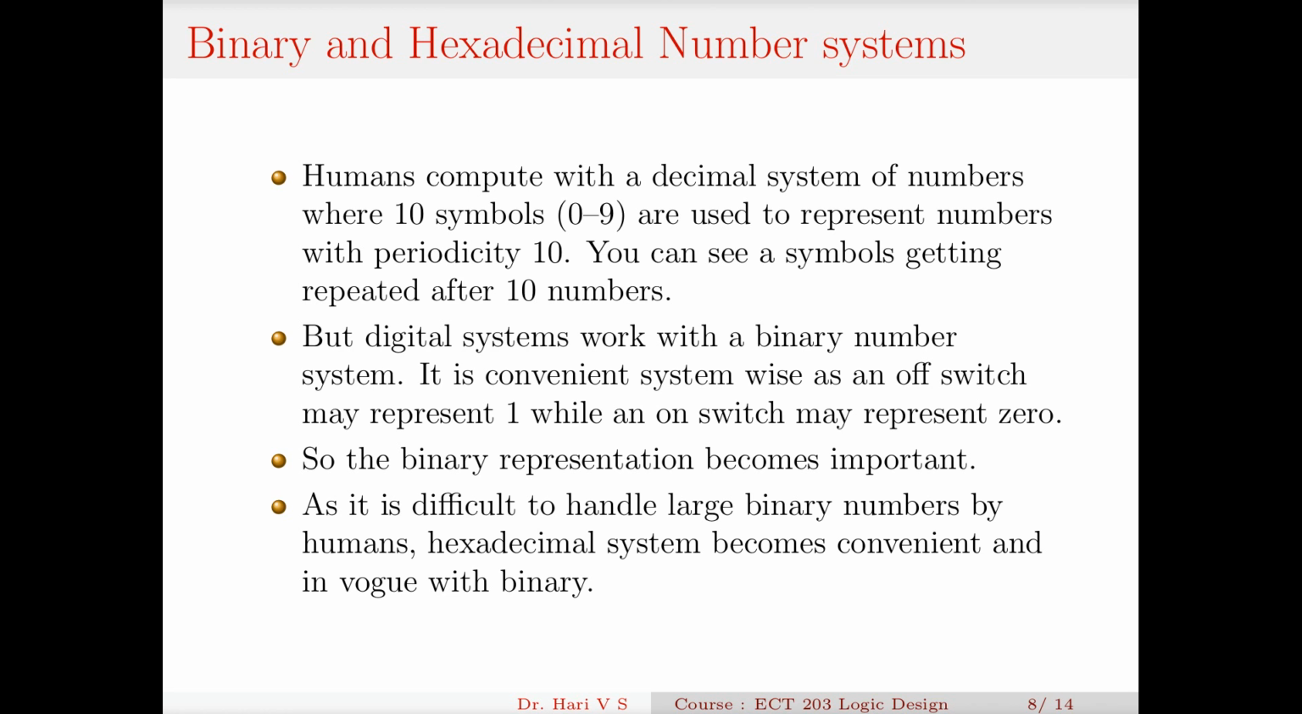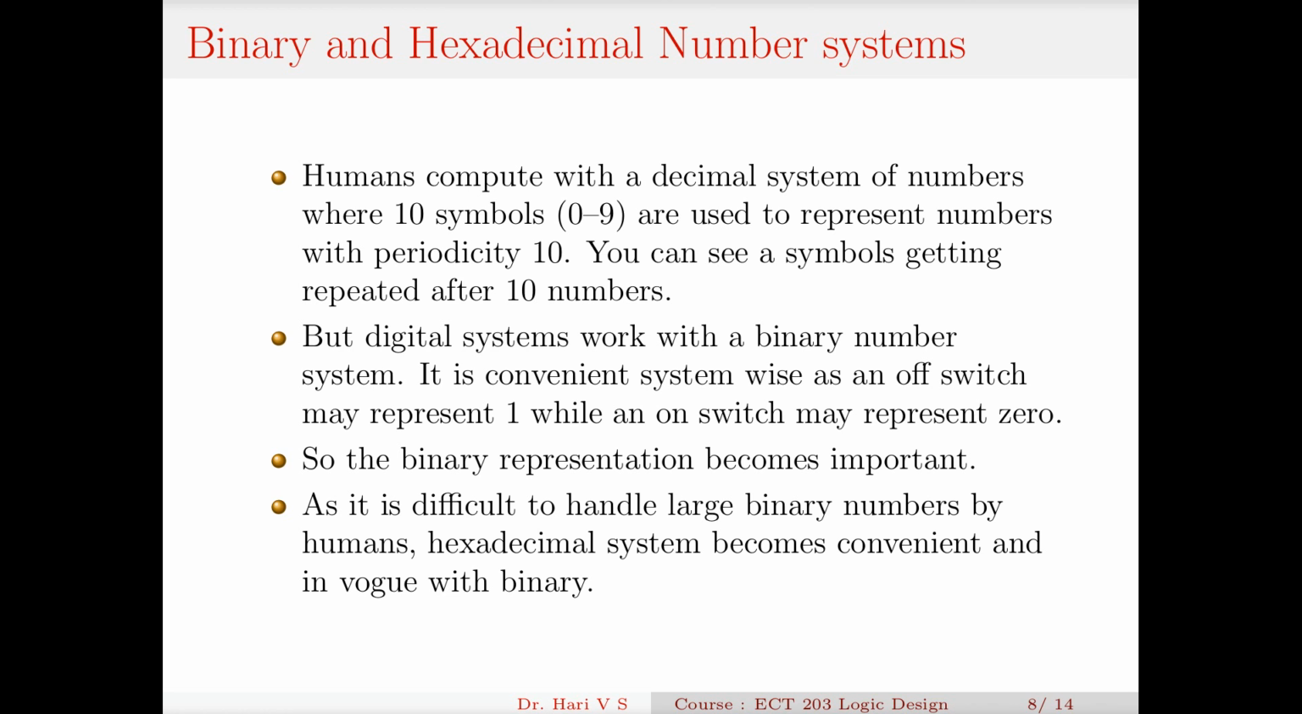Then they are used to represent numbers with periodicity 10. Like I have numbers 0, 1, 2, 3, 4, 5, 6, 7, 8, 9. Then after 9 you write a 1 with a 0, which you call 10. Then 11, 12, 13, that way, up to 19. And then again you see zeros, that is 2, 0, 20. Likewise, every digit gets repeated after 10 numbers.